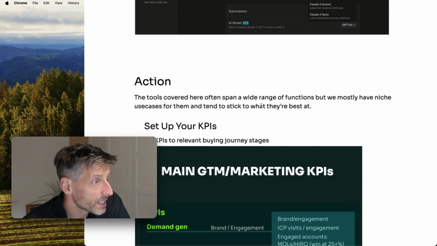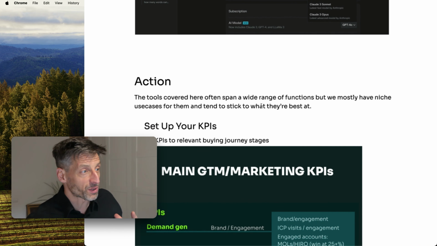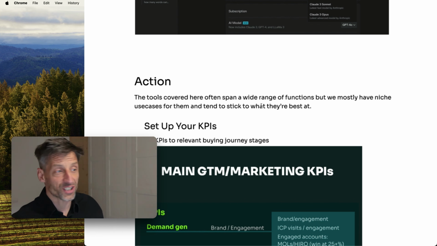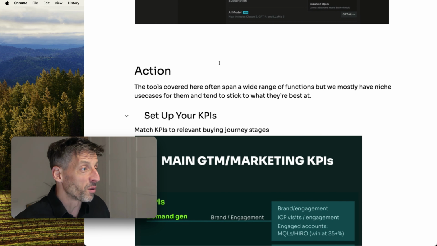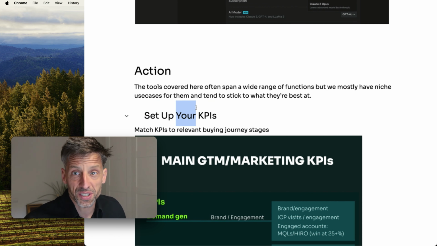Okay, now actions. So we're at the top of the GTM delta right now, and this is where really the rubber meets the road. It's where we engage clients. And before we jump into that, we want to make sure that the KPIs are set up right.